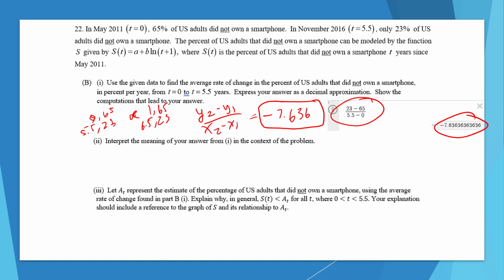Part 2, interpret the meaning of your answer from part 1 in the context of the problem. So what we're going to do here is use that template that we did in the 2.14 notes. If you forgot it, go back to it. It's still in that PowerPoint video. So this is going to be from t equals 0 to t equals 5.5 on average. And then I would say you want to give the noun of what's changing. So here, the percentage of US adults that did not own a smartphone.